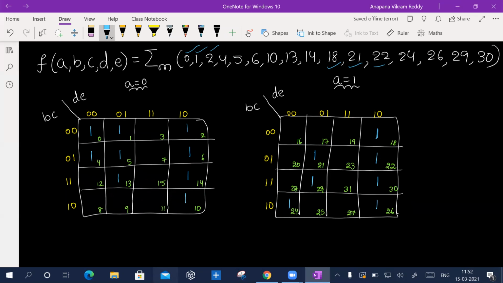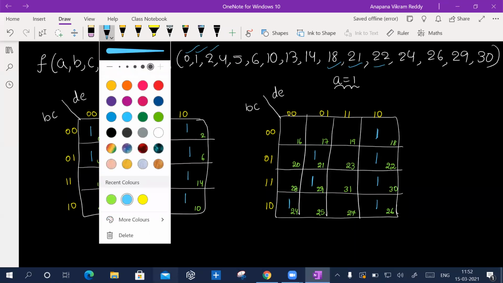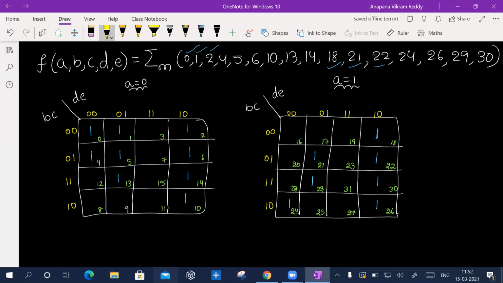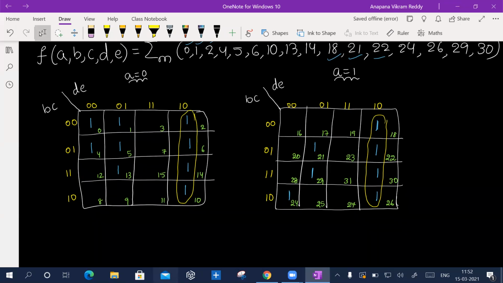How can I do? First thing, I don't have an option of grouping all 32 cells. So I have this option, you see. Agree? Yes, sir. Now I am moving from A is equal to 0 K-map to A is equal to 1 K-map. That means A is changing, I don't want to take A. So I have 4 cells here, again 4, total 8. So 8 means 2 to the power of 3. 3 variables must be eliminated. And what are those 3?